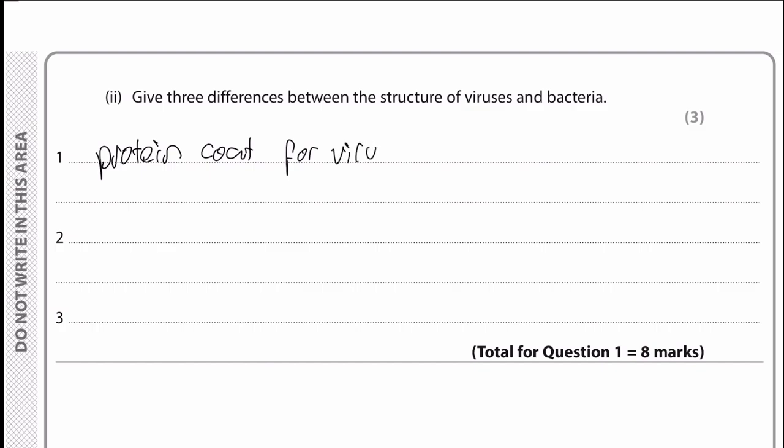And remember, you always want to mention the converse as well. Never leave it up to chance, because you always have the risk of not getting the mark. Even if you're relatively sure that you're going to get the mark, always write the converse. And what I mean by that is if I say protein coat for virus, I want to say no protein coat for bacteria, right? Really solidify the point.